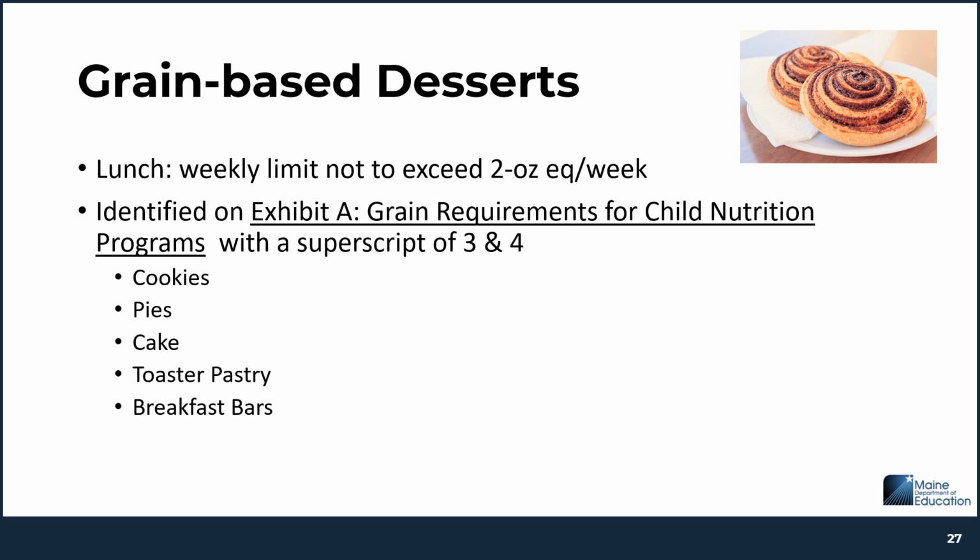At lunch, if you're offering a 2 ounce grain-based dessert, there is a weekly limit of 2 ounce equivalents. These items are identified on the resource Exhibit A, Grain Requirements for Child Nutrition Programs, and it includes items such as cookies, pies, cakes, brownies, sweet rolls, toaster pastries, and even breakfast bars. It's very important that you use this resource when planning the grain component of your menu so that you know which grain-based products are identified as grain-based desserts and have that weekly limit of 2 ounce equivalents.